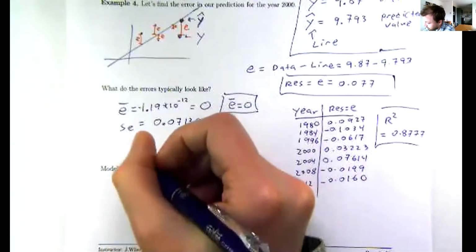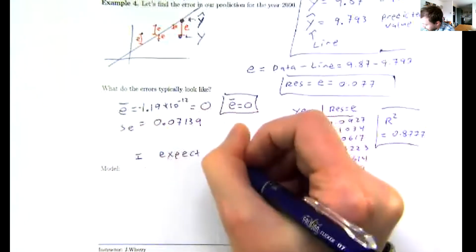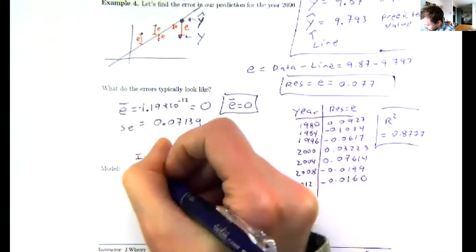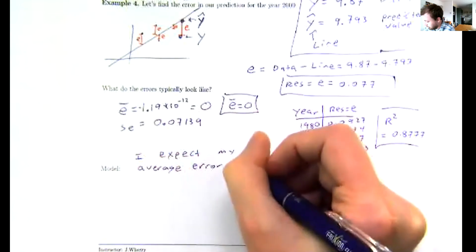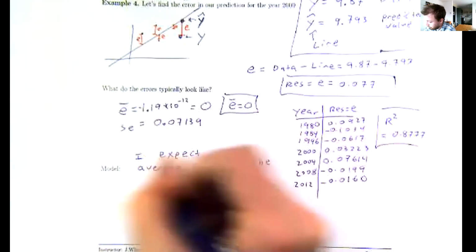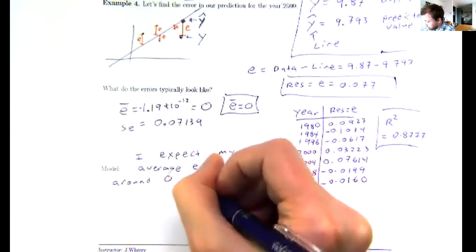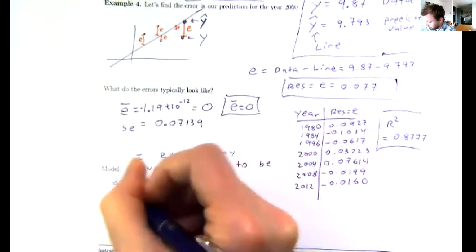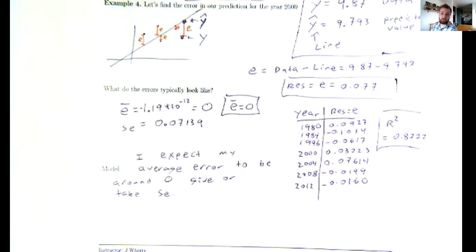So I expect my average error to be around 0, give or take that standard deviation for the errors.